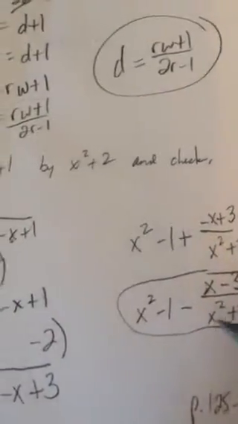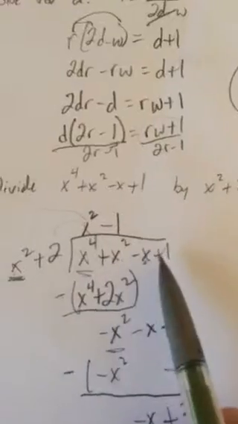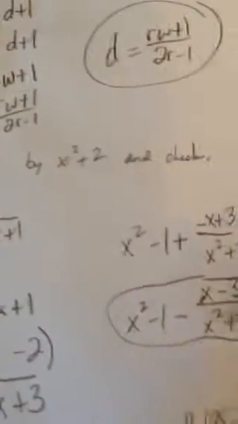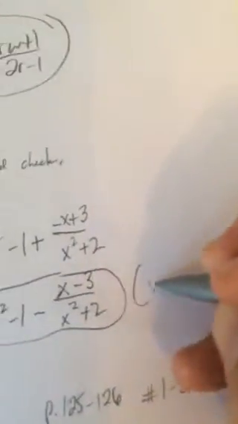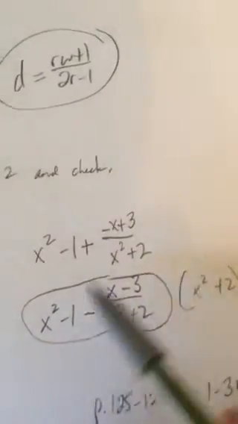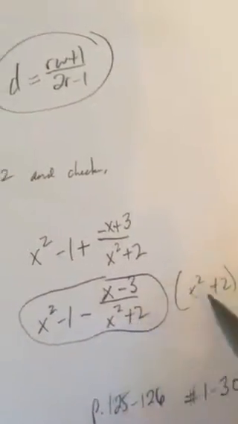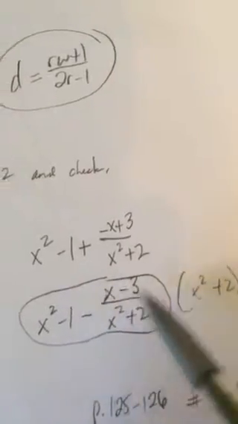Now the directions say to check that answer. What you should do is take that and multiply it by what you divided by and make sure you got the original amount. What I would suggest is taking this and distributing it into this, not the other way around, because if I go this way, the x squared plus 2's, you can just cancel those out when you multiply it, and then you'll get that answer.